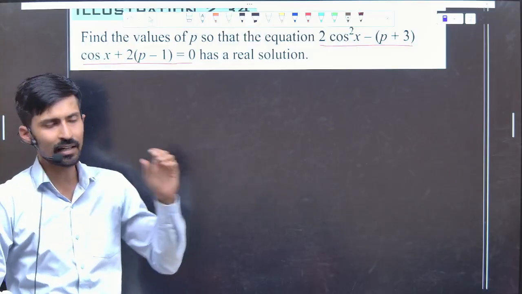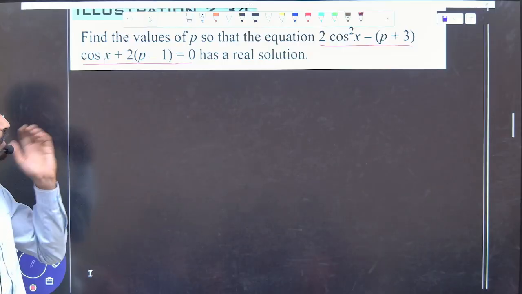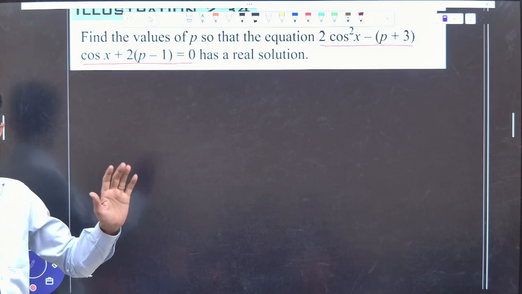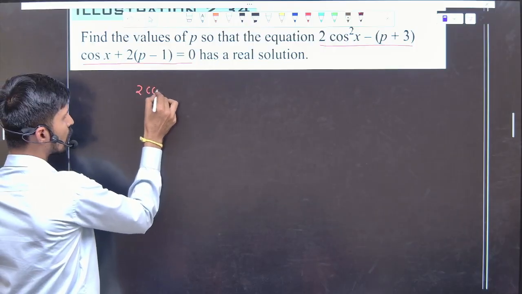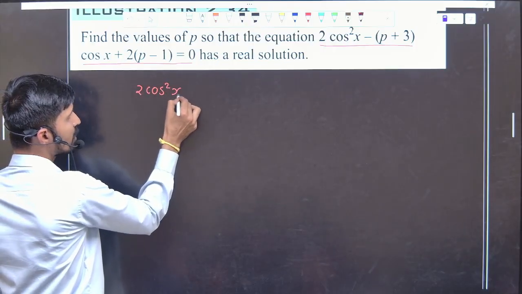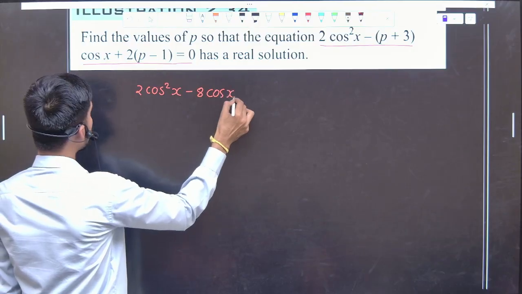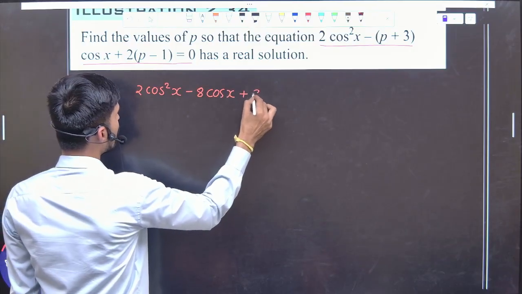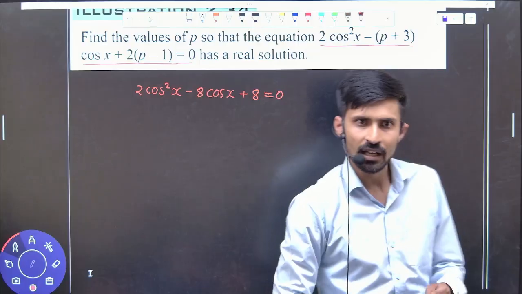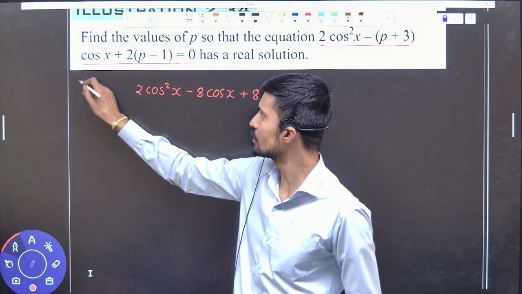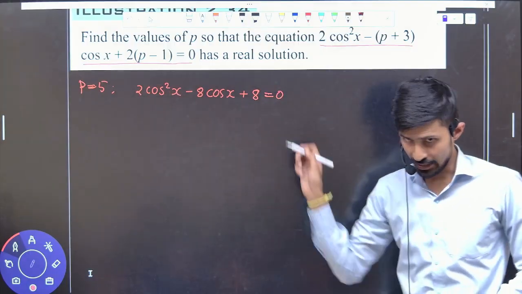Okay, let's check some random number. Which number should I check? Let's put 5 at the place of p. So what will this quadratic become? 2 cos square x minus 8 cos x plus 8 is equal to 0. Yes or no? This will be the quadratic. Now I am going to check for p equals 5 whether this equation will have a solution or not.